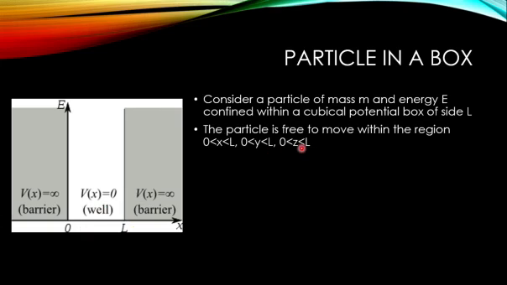So we can consider that it is free to move between 0 and L in the x direction, similarly between 0 and L in the y direction, and between 0 and L in the z direction, because we are considering a cubical box. The potential inside the box is 0 as the particle is free to move. It will not experience any potential; nothing is there to block or delay or confine it. Nothing is hindering it from having a free motion.